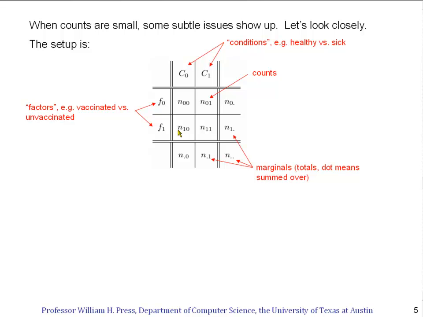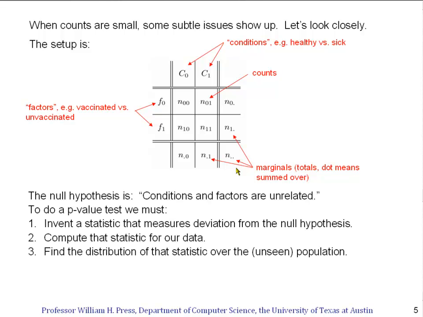And then here we have in the cells the number of counts in each of these four possibilities. From those counts, we have the marginals, the row marginals, n0 dot, n1 dot, and the column marginals, n dot 0, n dot 1, and the total number of events. Here I've written it as n dot dot. So the null hypothesis is conditions and factors are unrelated. And we want to do an honest, accurate p-value test. So how do we do that?